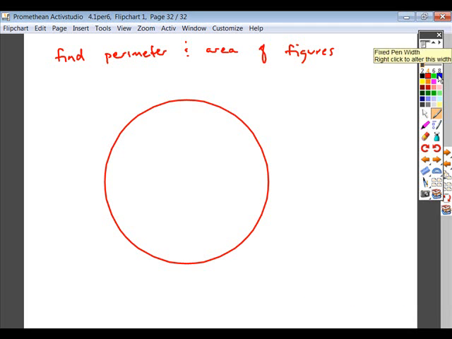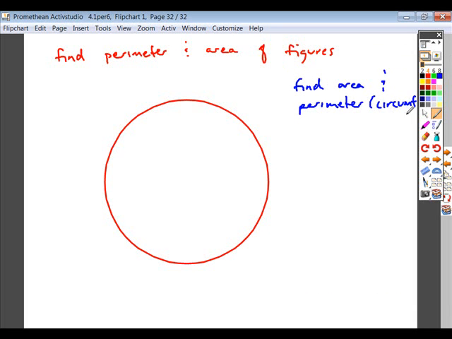If I gave you just a circle, possibly a portion of a circle, and I asked you to do just this, find area and perimeter, or in this case, circumference, of this circle, what do you think you're going to need to do in order for that to work?